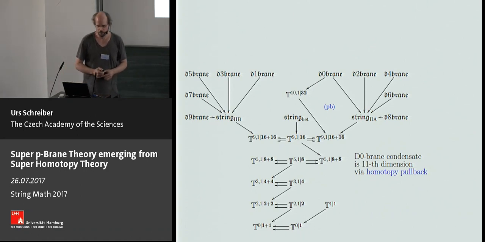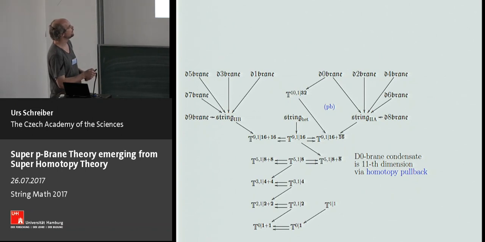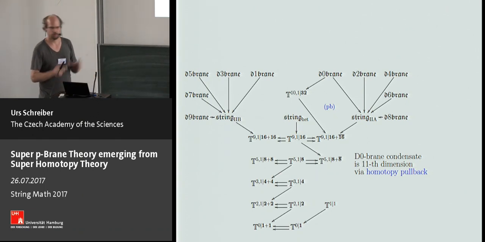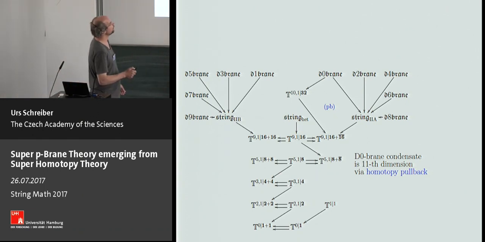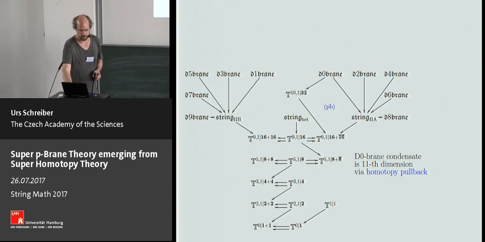The D0 is special. Just want to mention this. It does happen to sit with the 11D spacetime and the 10D type 2a spacetime in a homotopy fiber product, in a pullback diagram, which I think we expand a bit on in our article. You can think of it as a mathematical incarnation of the folklore statement that the zero-brane condensation is what grows the 11th dimension in type 2a spacetime.